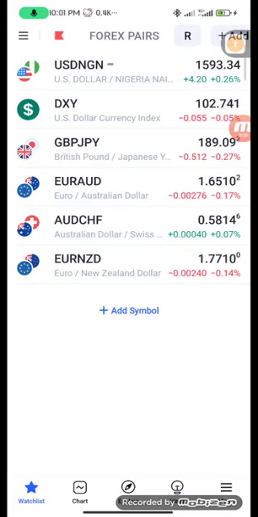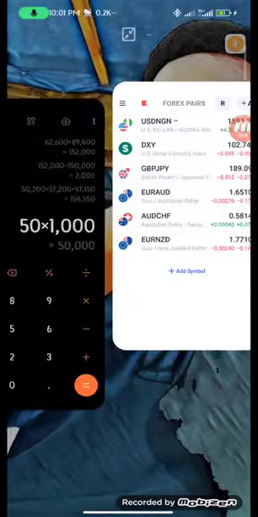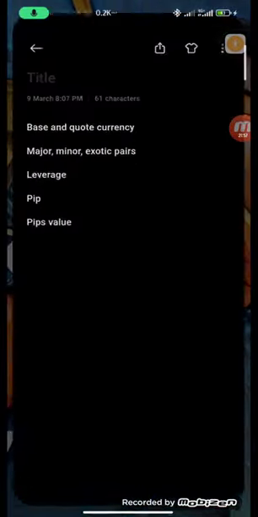Some brokers offer 1 to 50, 1 to 200, 1 to 1000, 1 to 2000, depending. And don't forget, the higher the leverage, the higher the risk. In fact, the higher the risk, the higher the profit, and the higher the loss. Just have that in mind. All right, so that's all about leverage.